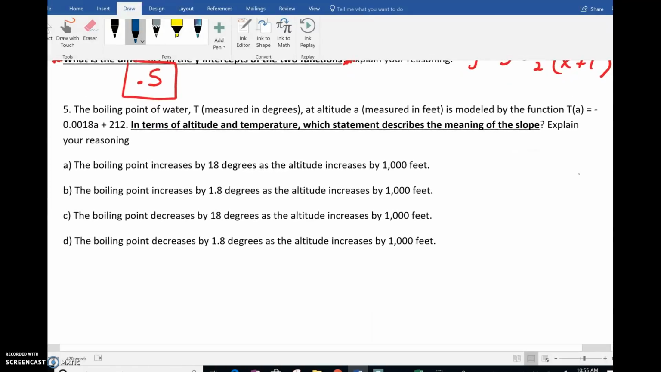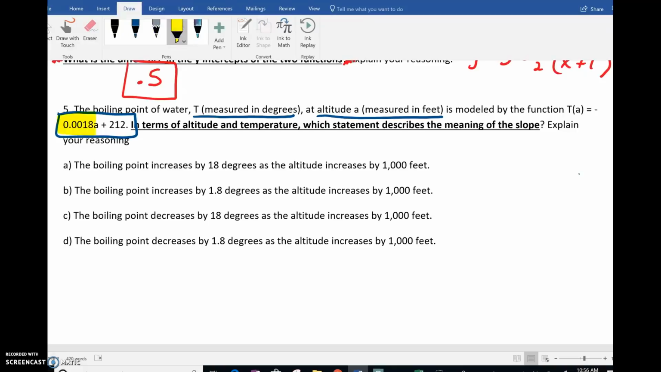The boiling point of water. Hey, I was just talking about that. The boiling point of water, which is T, that's important actually, at an altitude measured in feet, that's important too. So T measured in degrees, altitude measured in feet, is modeled by this function right here in the box. In terms of altitude and temperature, which statement describes the meaning of the slope? Oh, this isn't bad. This is the slope right here. I'll highlight. That's the slope.